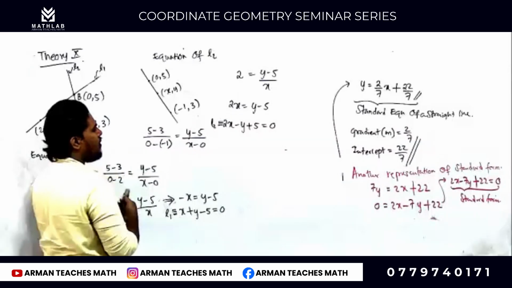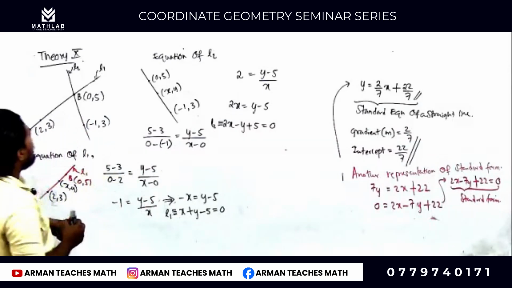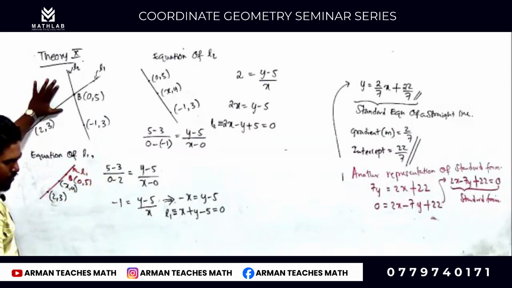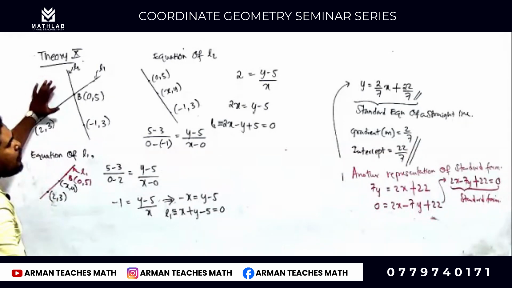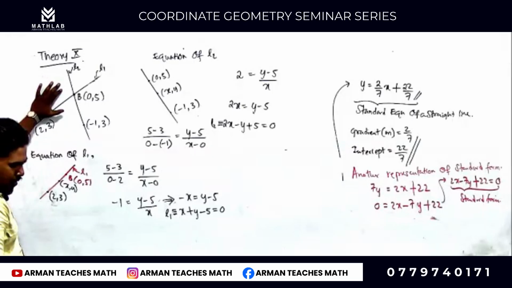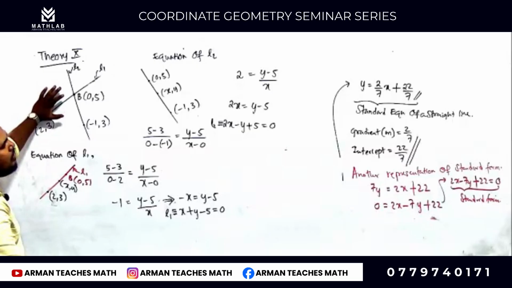Right, now listen. Coordinates on the straight line satisfy the equation of the straight line. Coordinates on the straight line satisfy the equation of the straight line. What does this satisfies mean?